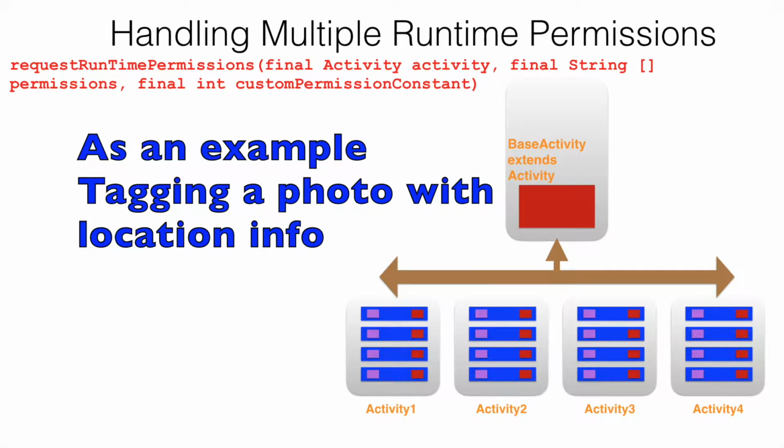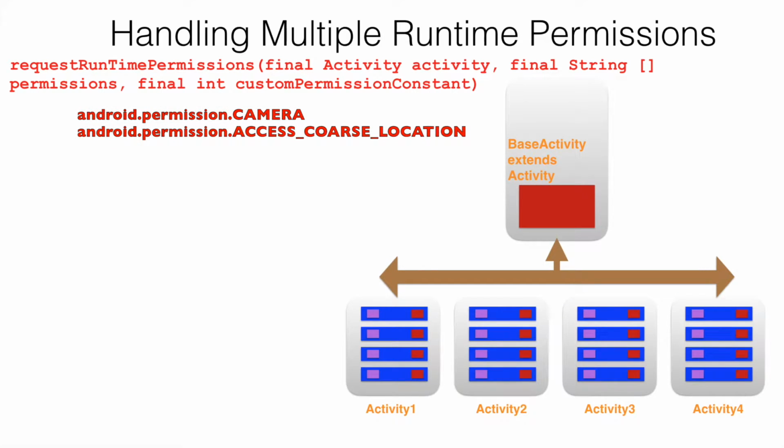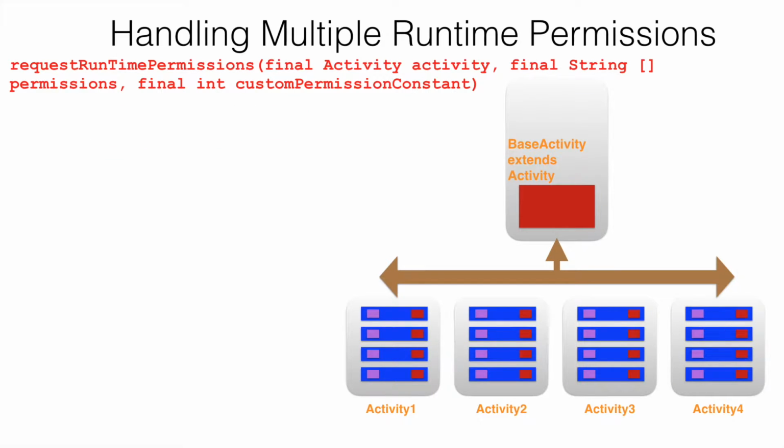If you want to tag a photo with the longitude and latitude information, then you would need two permissions. You would need a camera permission to capture the photo, and also you would need a permission to access the longitude and latitude, which is location permission. And until and unless you have both the permissions, you cannot proceed with the functionality.